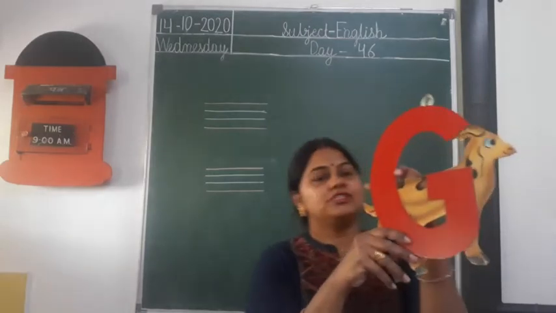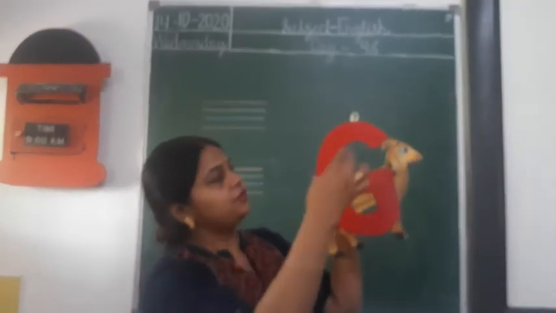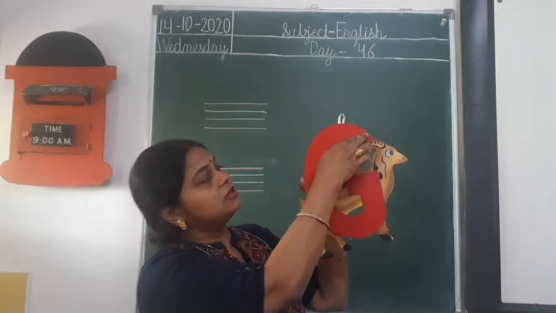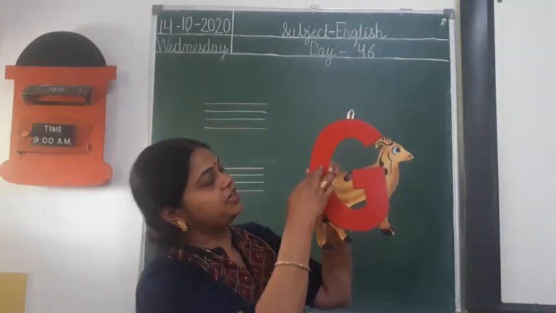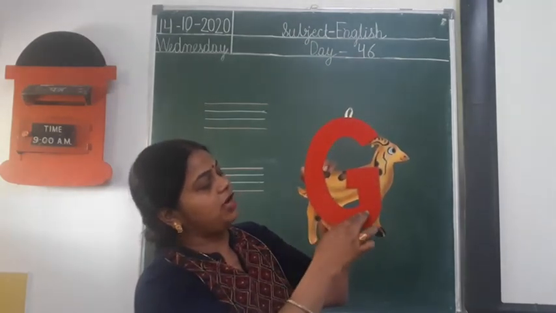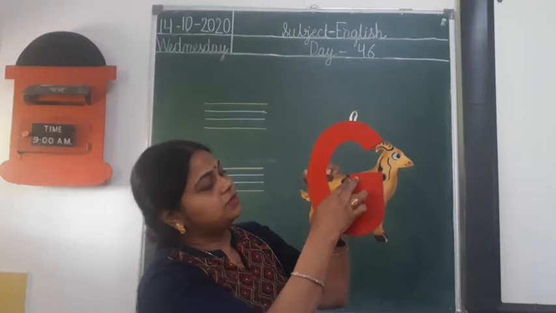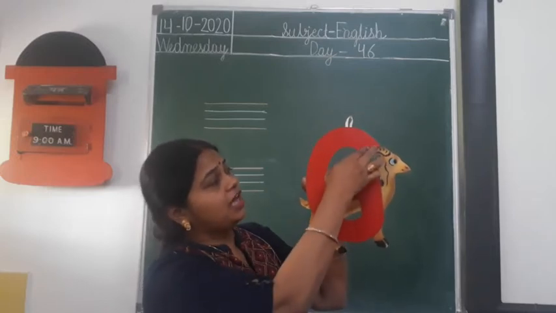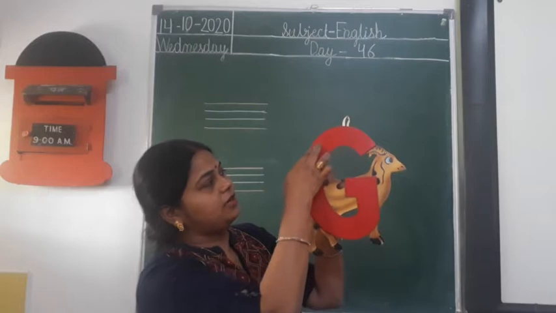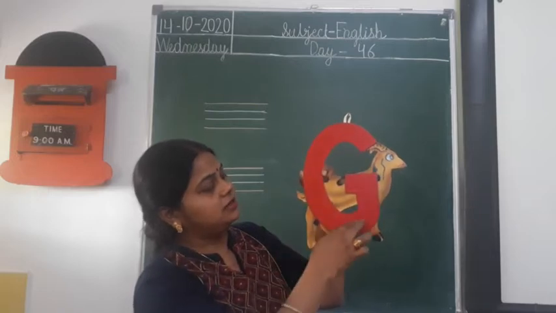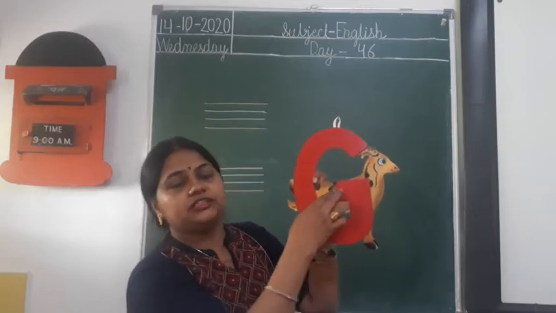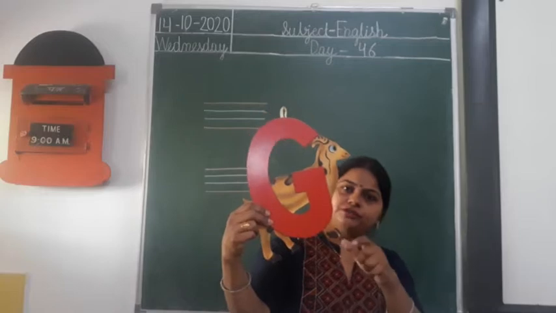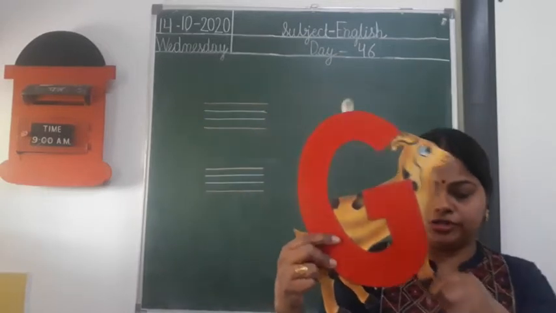Tell me, which letter is this? Look carefully. Which letter is this? See how I am doing? This is letter G. Again I am pressing my finger. Look carefully. Letter G. G for goat.